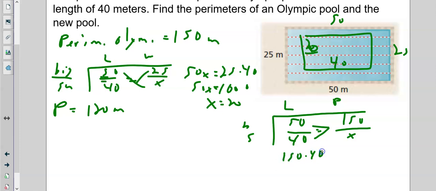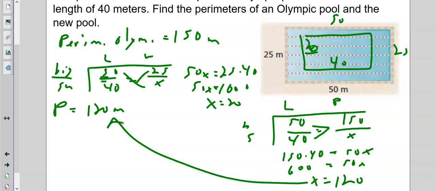150 times 40 equals 50x. This is going to be 600 equals 50x. And when we divide, we get x equals 120, which is the same answer, just a quicker way of getting there. Since it did not ask us to find this, we did not spend time finding it. We could have gone directly to the answer. But I do want you to see there's two different ways to do it. Okay?